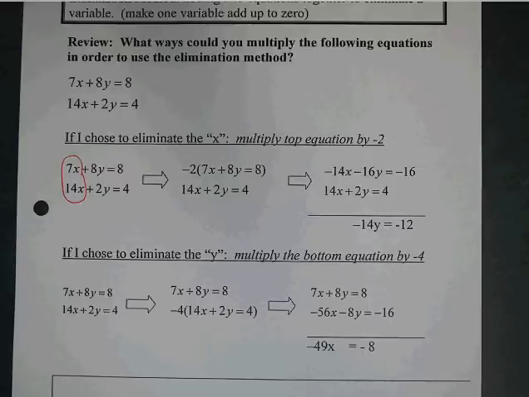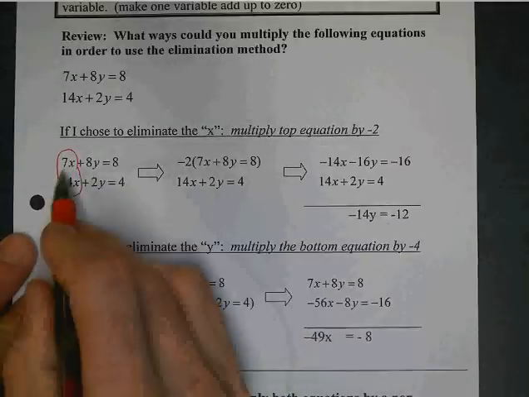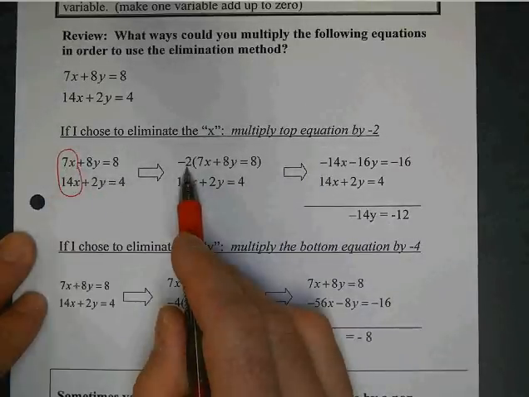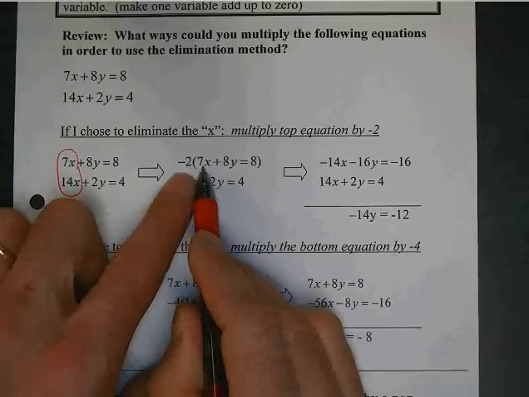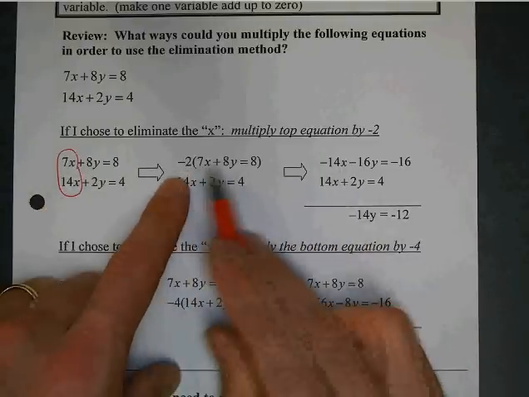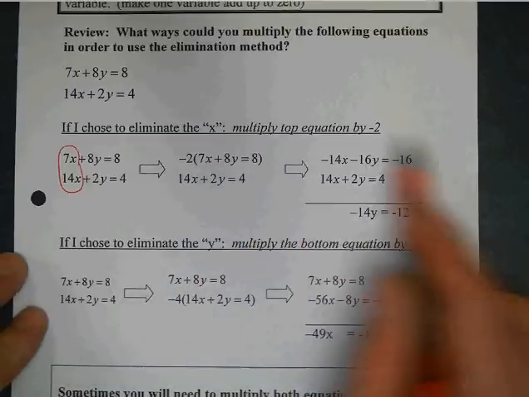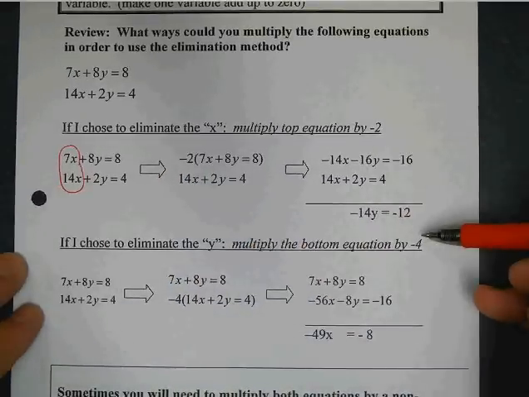If I want to make this top one a negative 14, I'm going to multiply it by negative 2. And so here I multiplied by negative 2. So negative 2 times 7 is negative 14. Negative 2 times 8y is negative 16y. And negative 2 times 8 is negative 16. Then I go about and finish solving the problem. Now, I didn't finish it.